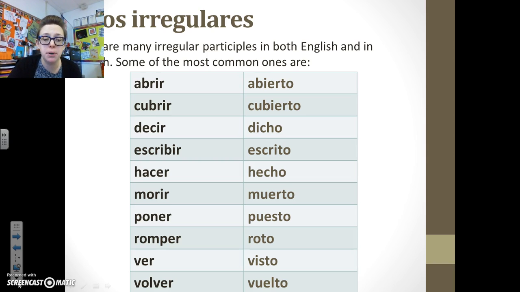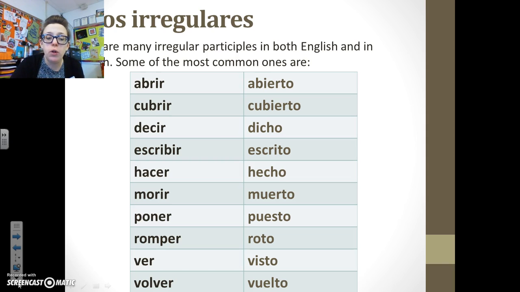Poner means to put or to place. The past participle for poner is puesto, which is put. Romper means to break or to tear, and the past participle for romper is roto. Ver means to see. The past participle for ver is visto, or seen.